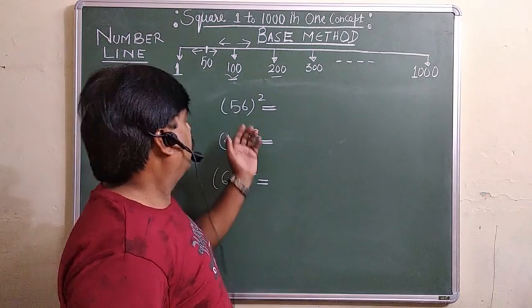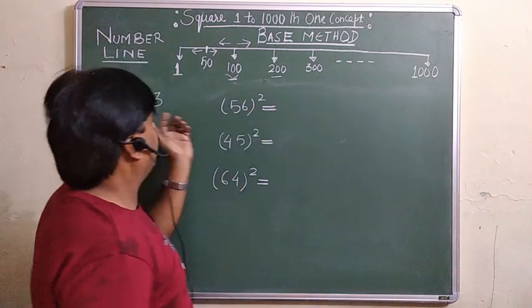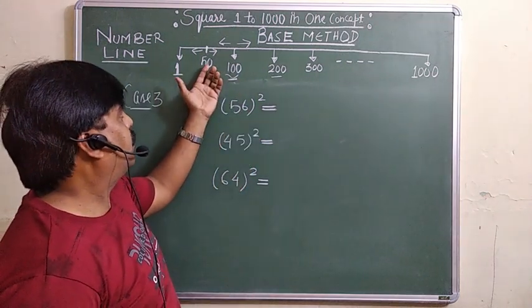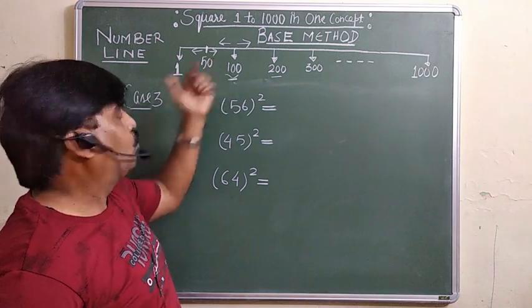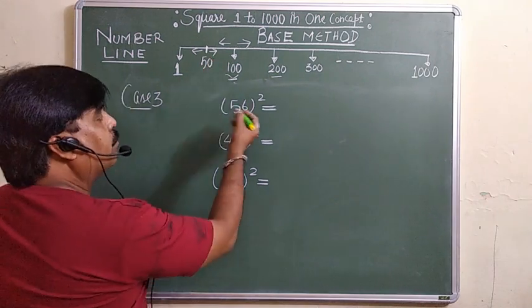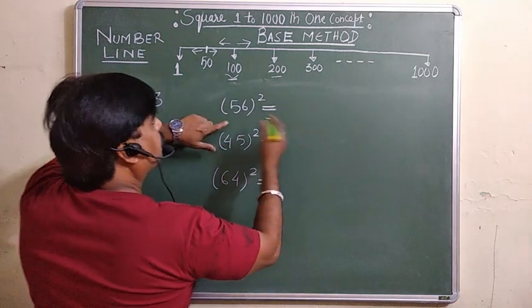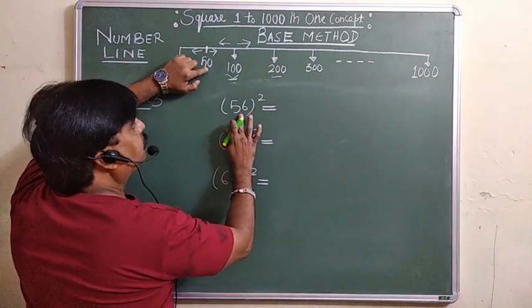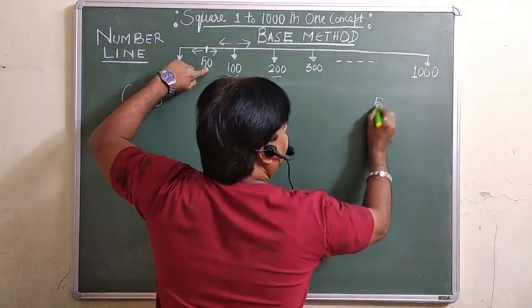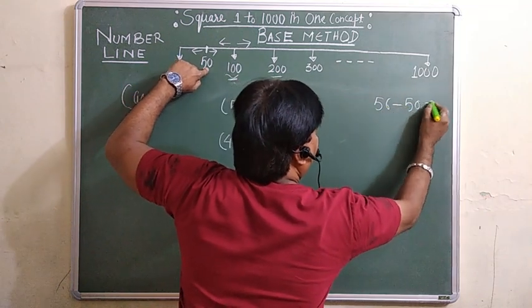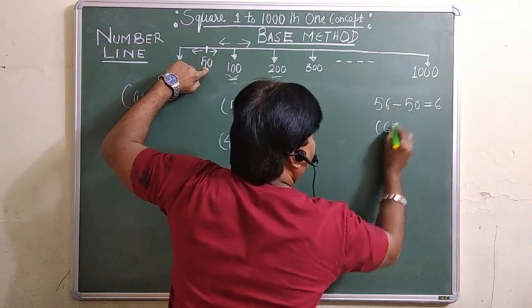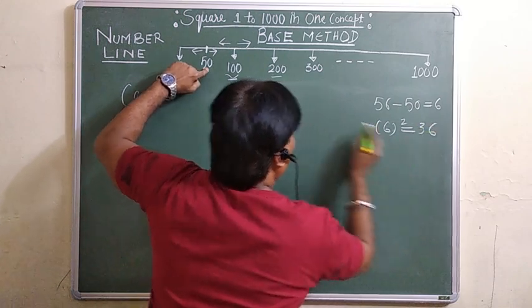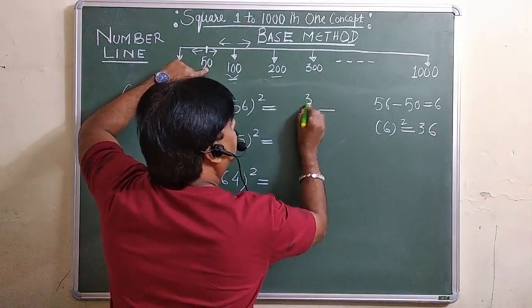Hello. Now, case 3 we are taking. If your number is less than 50 and more than 50, the method is the same as here, just approx. Like 56, how much more than 50 is this 56? Do the square of this one. 6 square, 36. So the last two digits are 36.